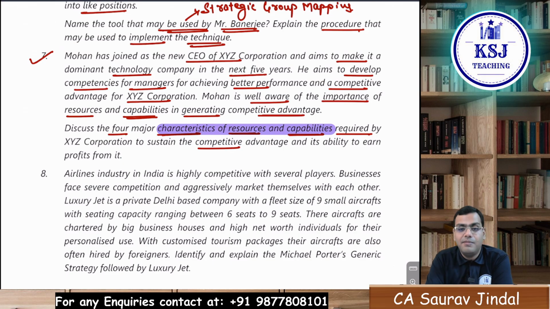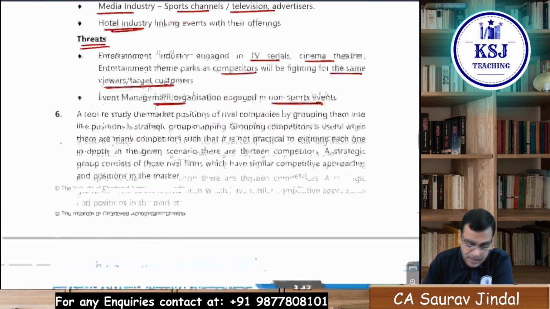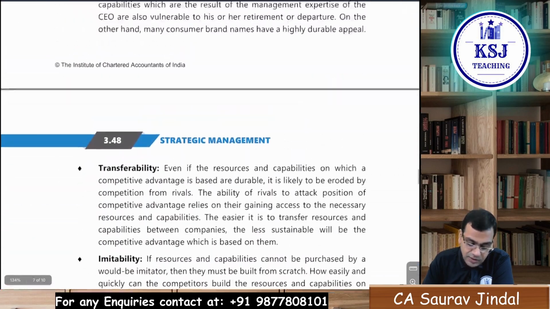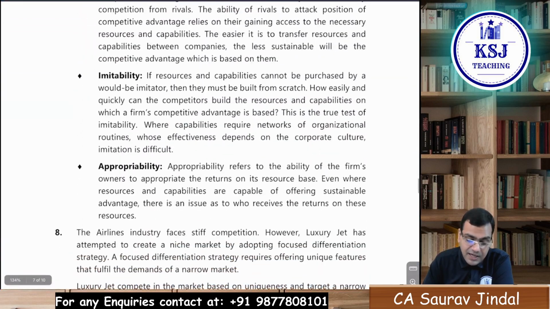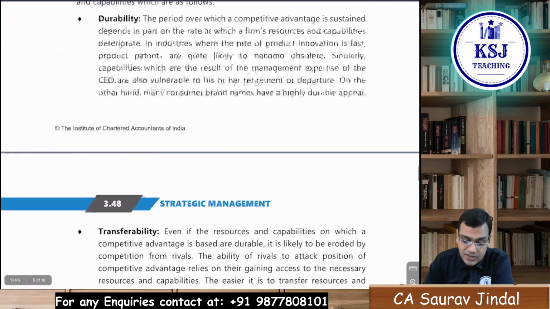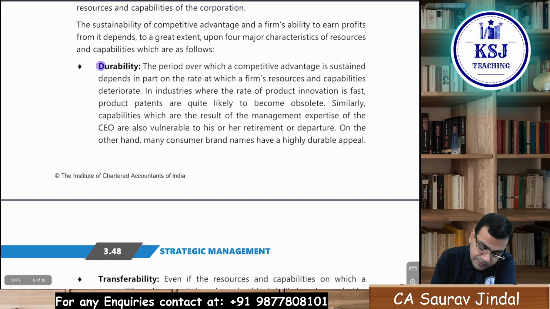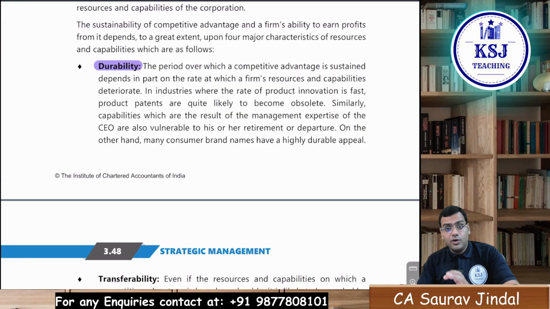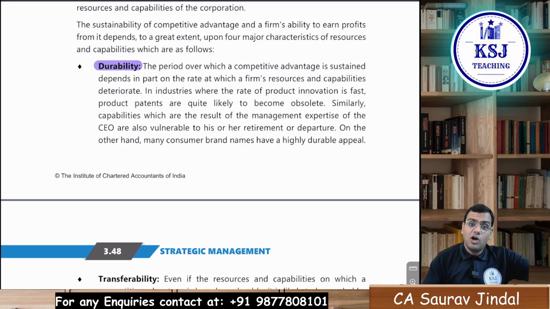What are the major characteristics? Remember: durability, transferability, imitability, and appropriability. So you have to explain the 4 things here. Durable, that your resources should be durable. That means they are able to be used for a long period of time. It is not that today you have a resource, it becomes obsolete tomorrow, right? It should be durable, means you are able to use that resource for a long period of time.